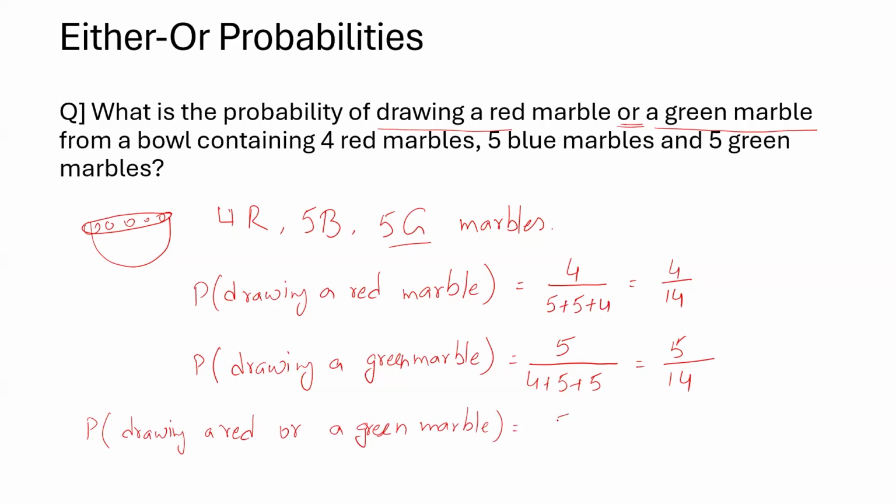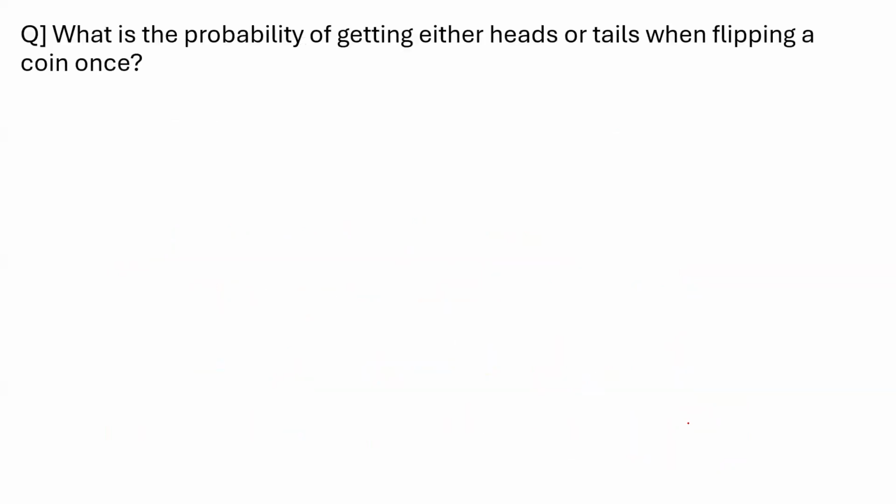That is 5 upon 14 plus 4 upon 14. And that will come out to be 9 upon 14. So this is your final answer. You got it? So either-or means you have to add individual probabilities. And consecutive events means first you compute the probability of the first event, then you compute the probability of the second event and multiply. Take the product. Next problem.